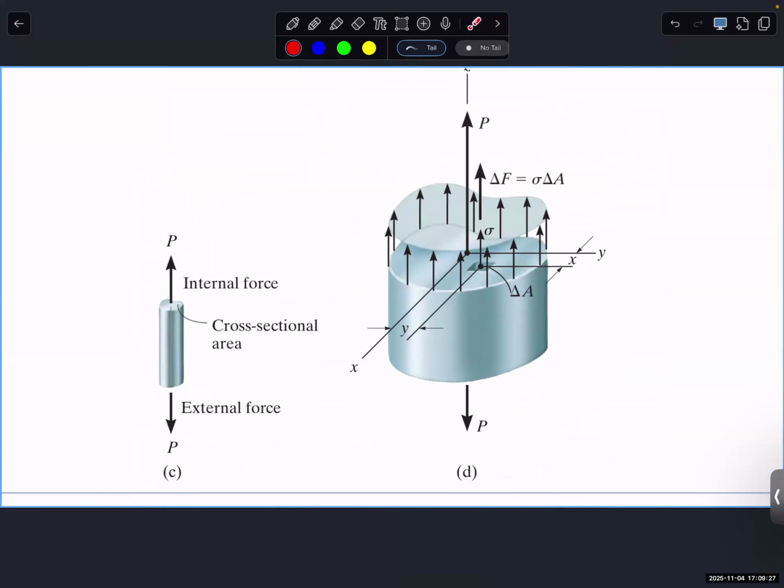So in this way, now you can see that stress is equal to the force divided by area. So you can consider it a force intensity.